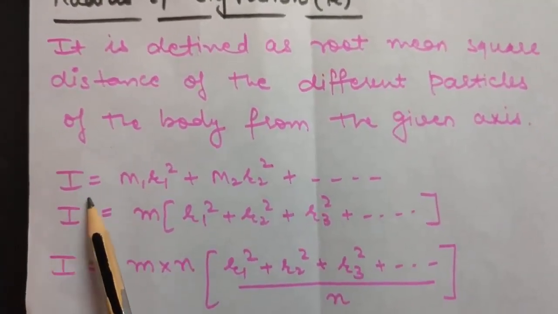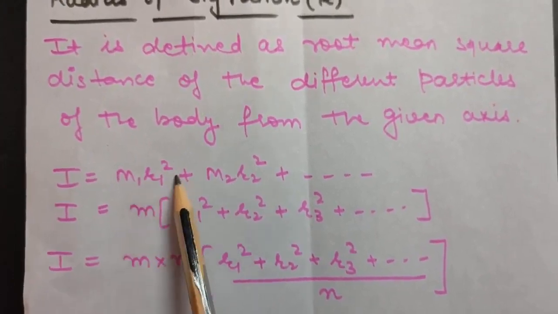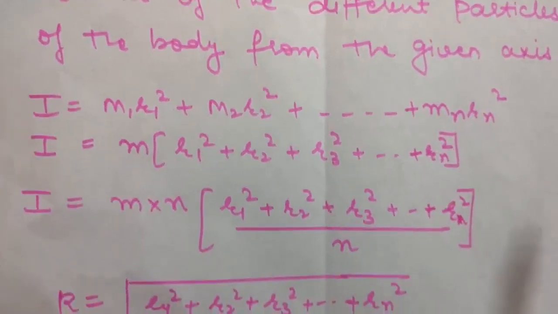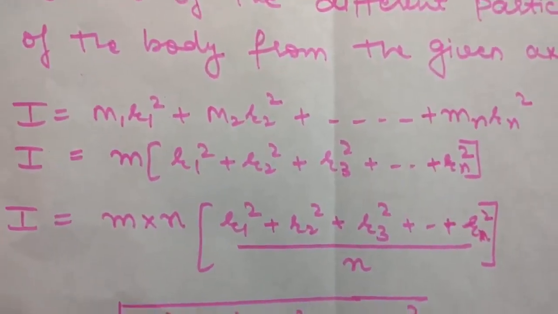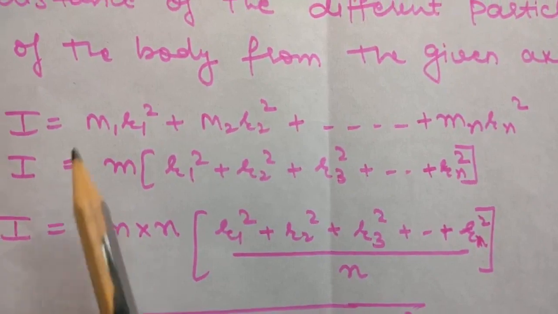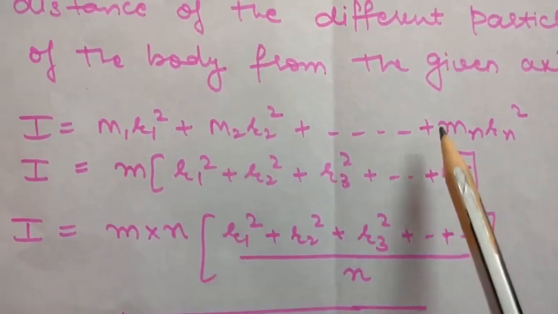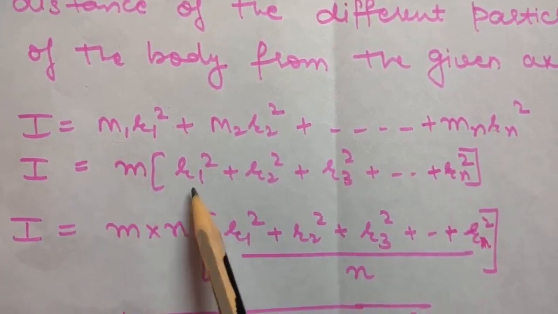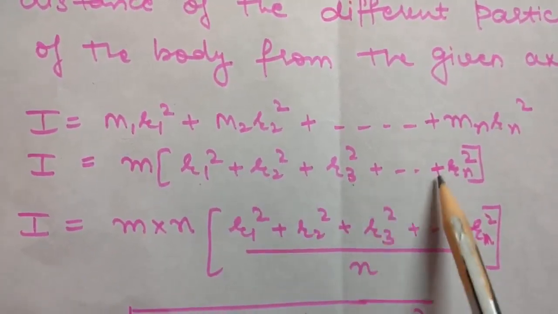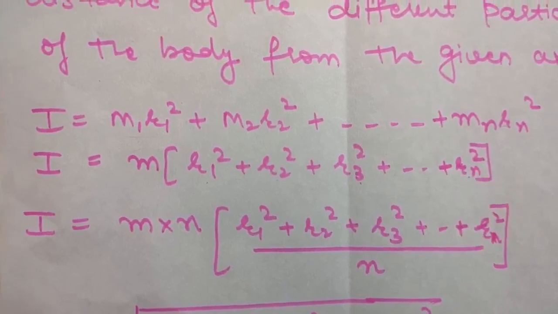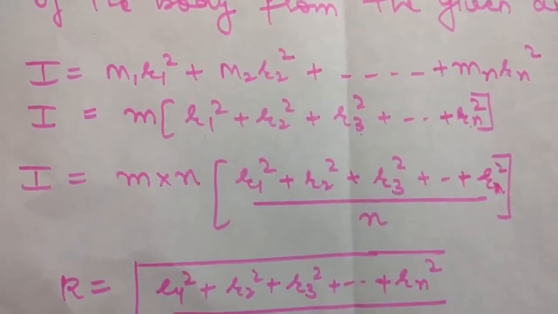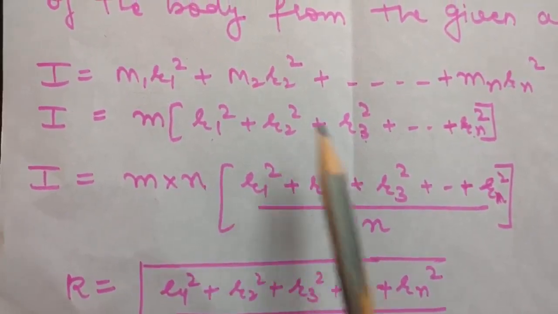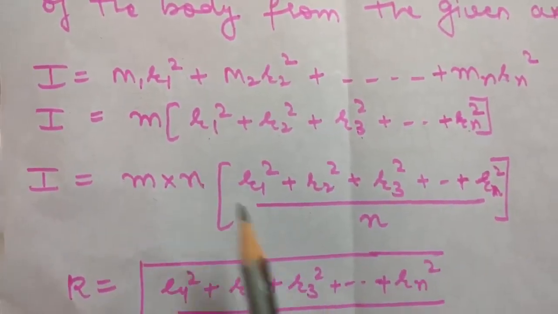So I, as you know, moment of inertia is defined as m1 r1 square plus m2 r2 square up to mn rn square. So if we suppose all the particles of the body have mass m, therefore m1 will be equal to m2 will be equal to mn, that is m. So m will come outside of this, and you will be left with r1 square plus r2 square plus r3 square up to rn square. Now let us suppose there are total n particles in the body. Now I multiply and divide this equation by n.